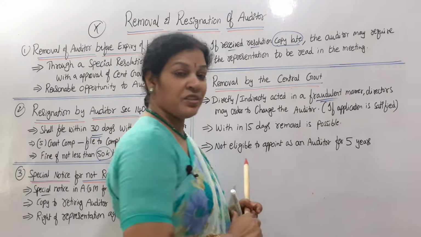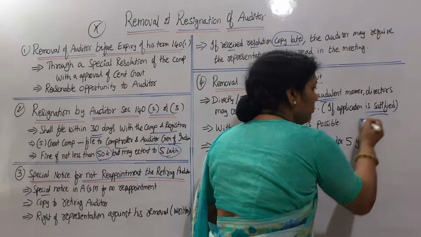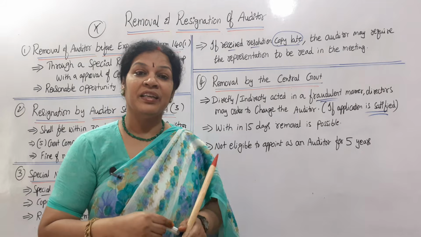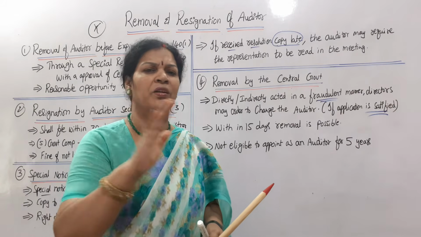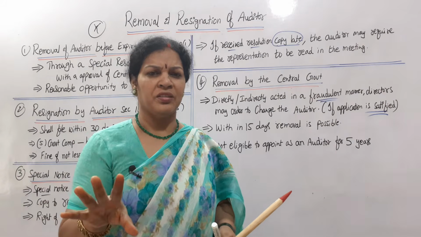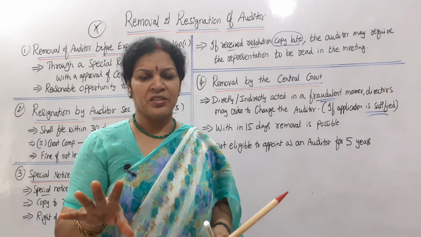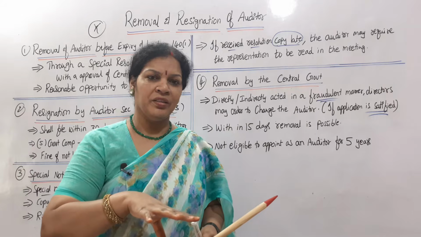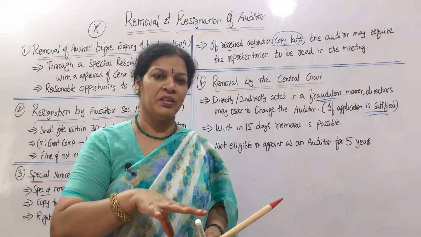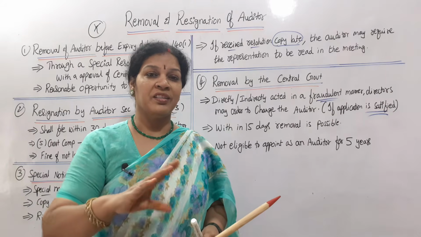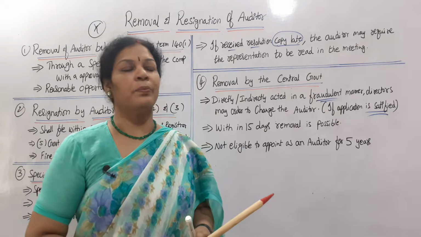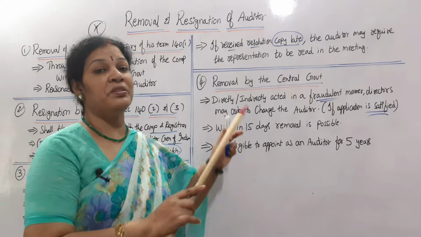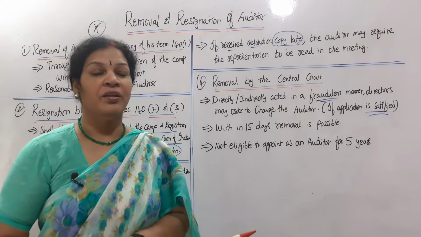If the application is satisfied, what is that application? An application kept by the company against the auditor that he is involved in so and so activities, not doing the work sincerely, he is dishonest, and he is involved in fraudulent activities, he is deceiving the company or concealing the facts. If any of these things are proved, then the application is satisfied. If the application is satisfied, it means the central government is going to remove the auditor.